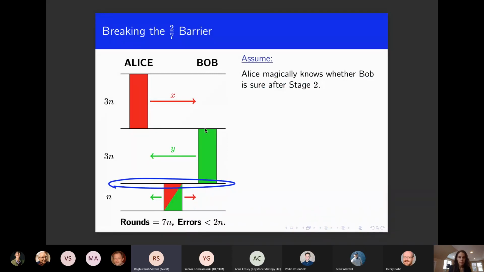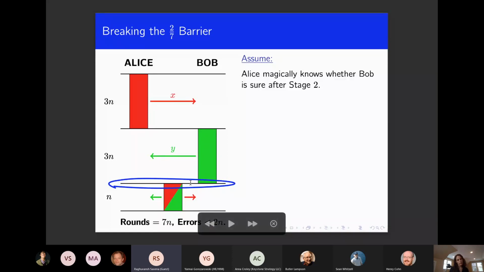So Bob doesn't have to send anything, but there will be an oracle that will, after the first 2 stages, tell Alice whether Bob is sure or not. So it's just one bit, whether Bob is sure or not, and it is revealed to Alice after the first 6 rounds have taken place. And what I want to show is that with this one bit of magical feedback, you can get a higher error resilience. So the way the proof will go is I will keep the number of errors the same.